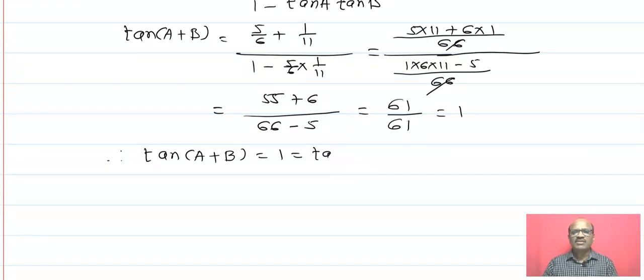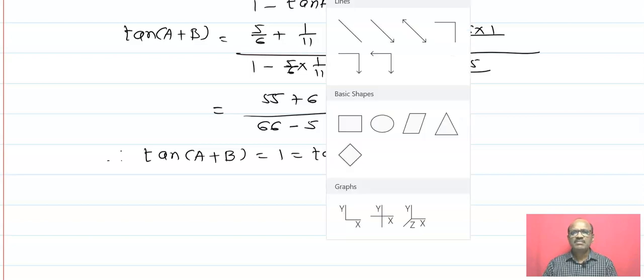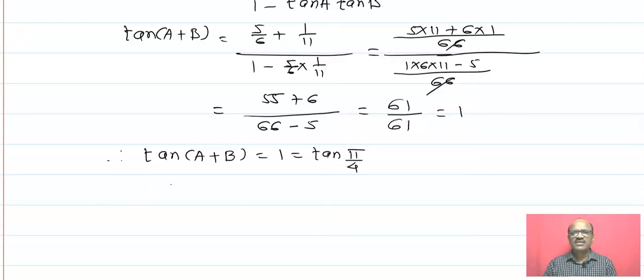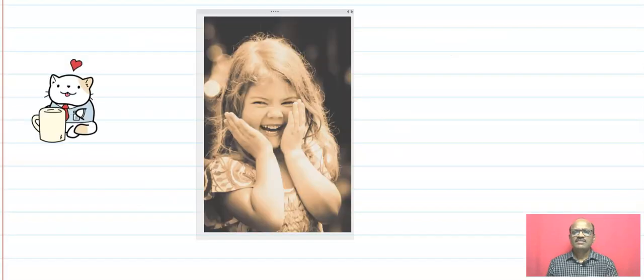But when tan of A plus B is equal to 1, what does it mean? The angle must be pi by 4. Therefore, A plus B is equal to pi by 4. That is equal to 45 degrees. It is proved. Now, in this way, we have completed practice set 3.1.